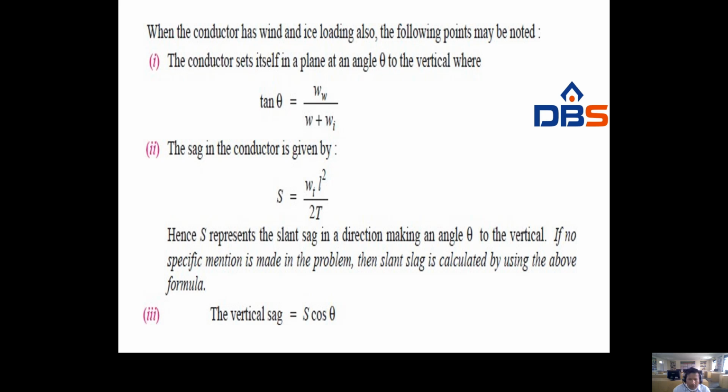So we have to determine the following points also. The conductor sets itself in a plane at angle theta to the vertical, where tan theta is equal to opposite by adjacent, that is Ww by (W plus Wi). From this we have to determine the sag: omega t, meaning total, L square by 2T. Suppose we have to determine the vertical sag, S cos theta also. From this we determine cos theta, and from S, we determine the vertical sag. Very important for problems.